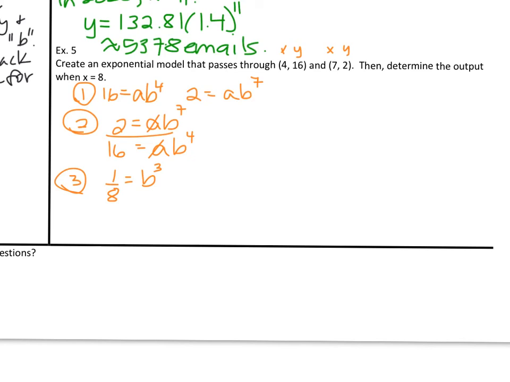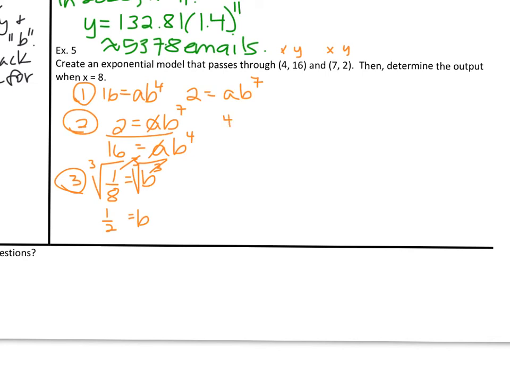To get b by itself, we would take the cubed root. And we've worked with this before. We know how to do this. If we take the cubed root of 1, that's just 1. Anybody remember what the cubed root of 8 equals? That would be 2. b equals 1/2.